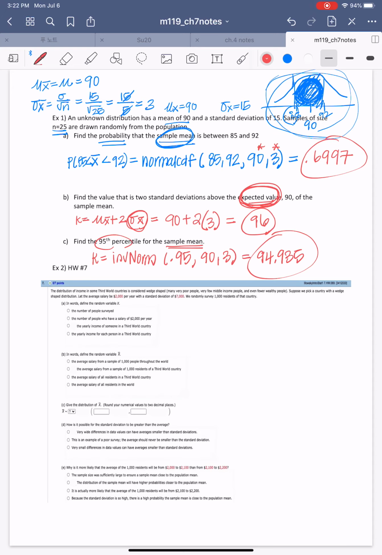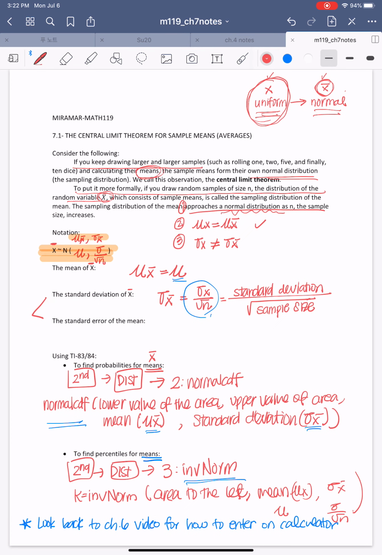Since we talked about z-scores, the problem might ask you for the z-score. I'll give you the formula for the z-score too, but the z-score will be the same thing. So the z-score can be calculated as x bar minus the mean of x bar, over the standard deviation, which is sigma over square root of n. Follow the same structure.